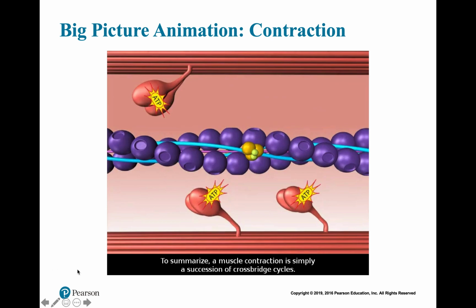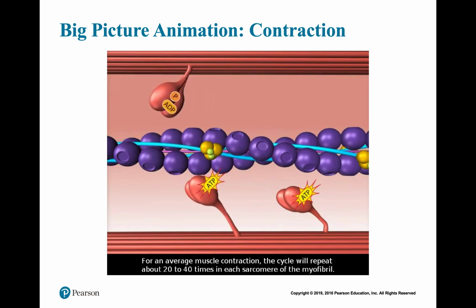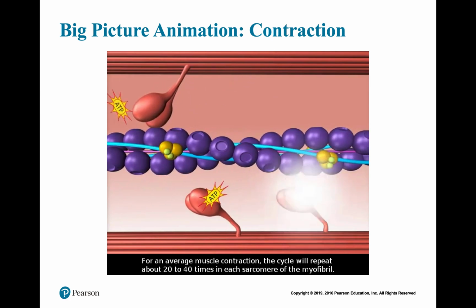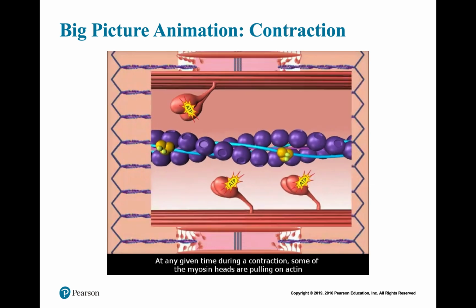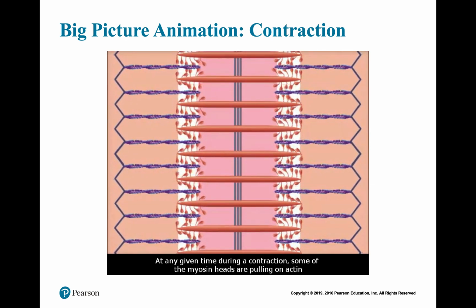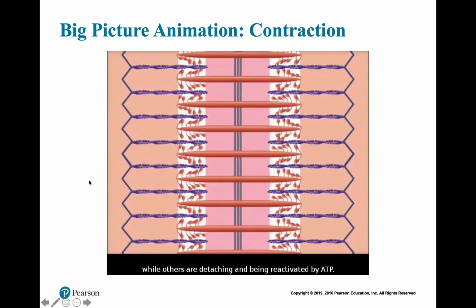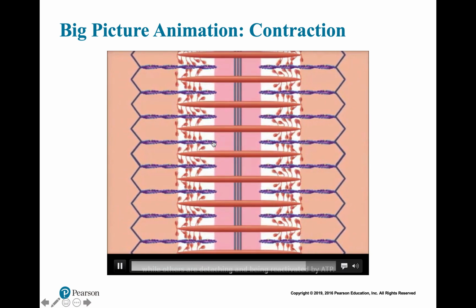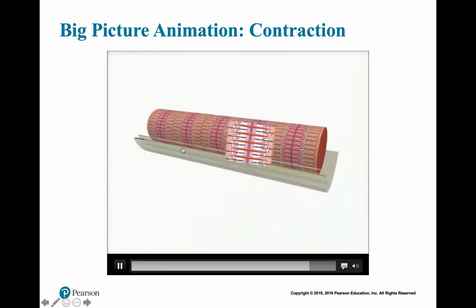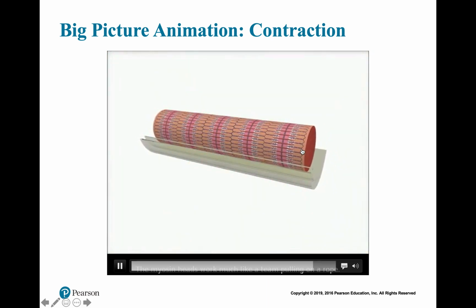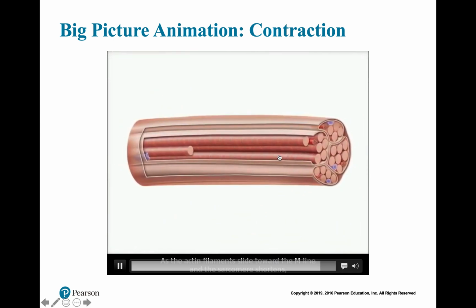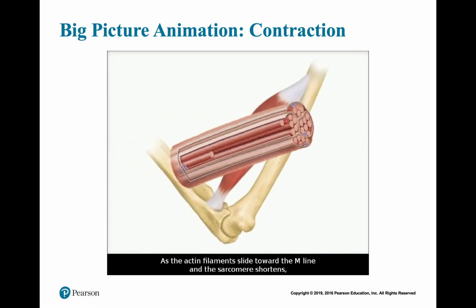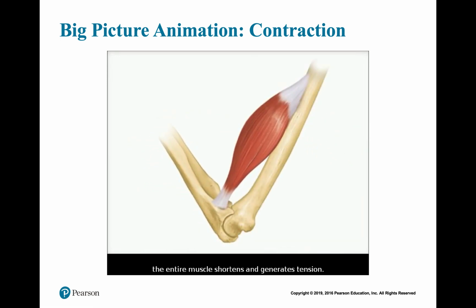To summarize, a muscle contraction is simply a succession of crossbridge cycles. For an average muscle contraction, the cycle will repeat about 20 to 40 times in each sarcomere of the myofibril. At any given time during a contraction, some of the myosin heads are pulling on actin while others are detaching and being reactivated by ATP. The myosin heads are working like a team pulling on a rope. As the actin filaments slide toward the M line and the sarcomere shortens, the entire muscle shortens and generates tension.